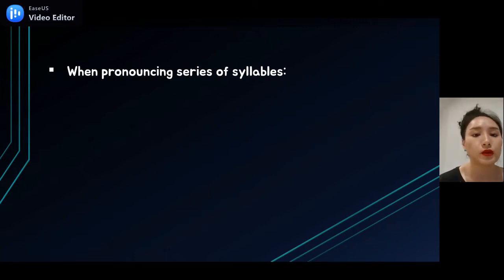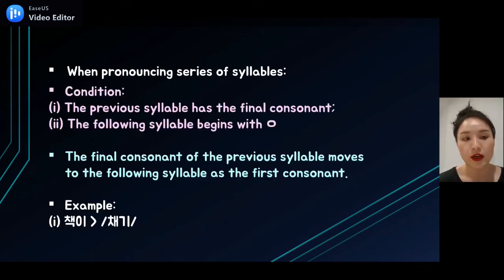So, when pronouncing a series of syllables, meaning two or more syllables, not monosyllables, when the previous syllable has a final consonant, which is pachim, and the following syllable begins with a circle, which means empty sound value, then the final consonant of the previous syllable moves to the following syllable and occupies the first consonant place. It sounds very complicated if we read this. However, it's a very, very simple rule, isn't it?